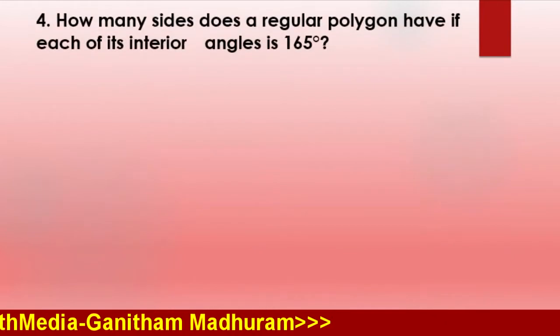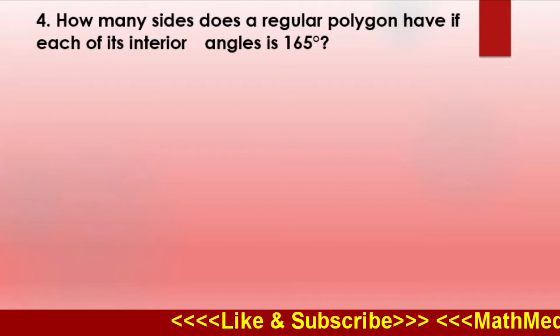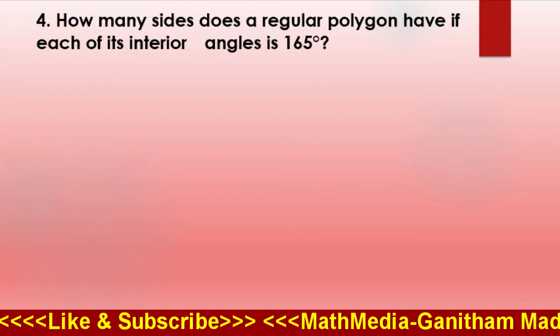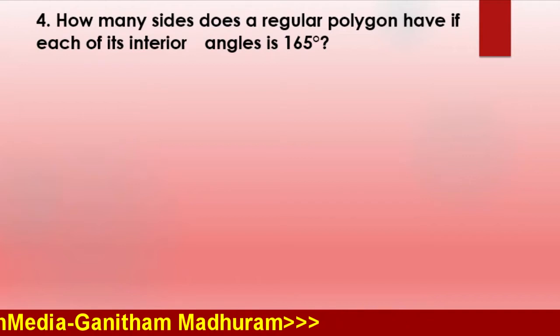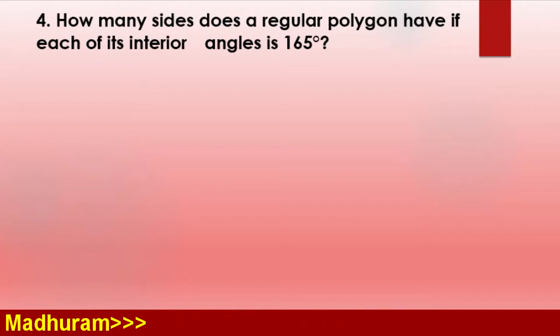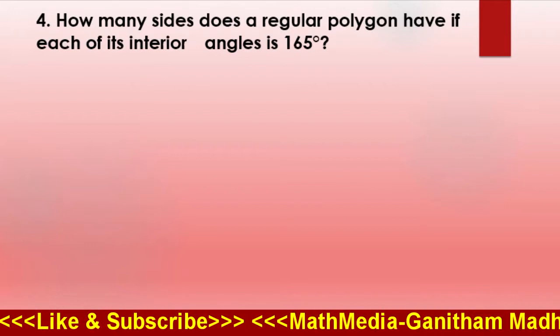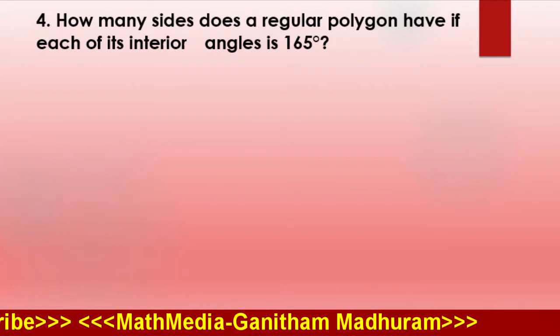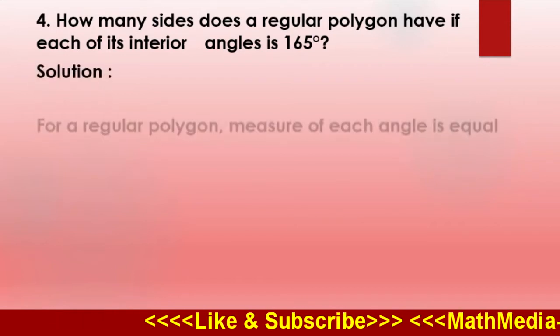Our first question, number 4. How many sides does a regular polygon have if each of its interior angles is 165 degree? Here a regular polygon is given and each of its interior angles is 165 degree. We can find the number of sides.